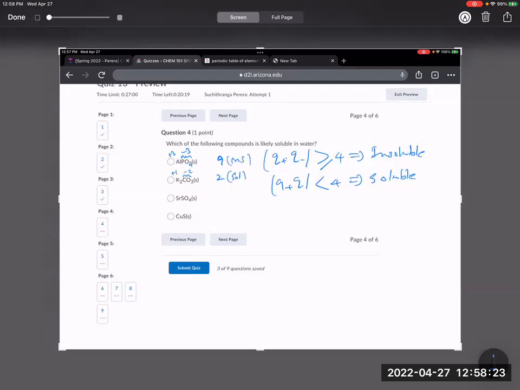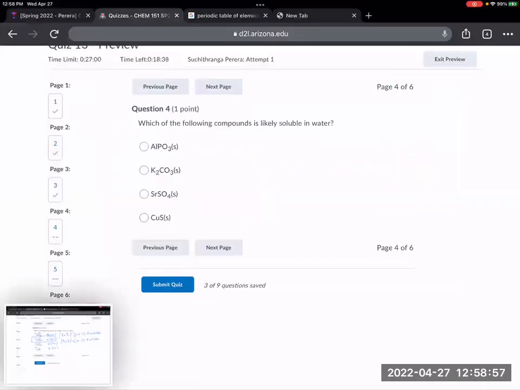The next compound, strontium, is going to be +2 because it's in the second group, and the sulfate is always -2, the charge product is 4, therefore insoluble. And sulfur is -2, copper is +2, the charge product is 4, therefore it should be insoluble. Because potassium carbonate is the only one with a charge product less than 4, we can expect potassium carbonate to be soluble in water. Therefore, we're going to pick that as our answer.